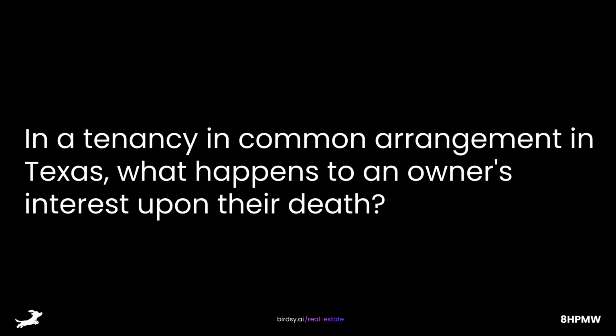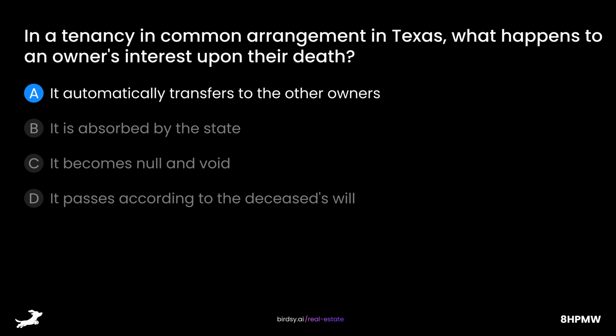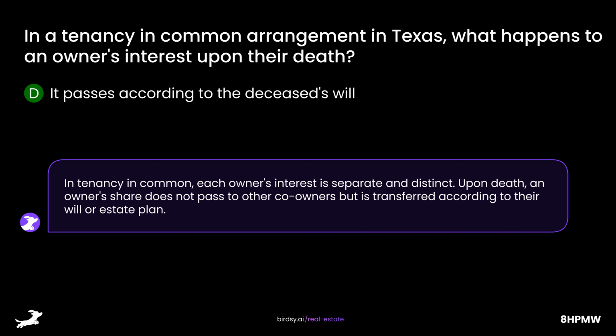In a tenancy in common arrangement in Texas, what happens to an owner's interest upon their death? Is it A, it automatically transfers to the other owners? B, it is absorbed by the state? C, it becomes null and void? Or D, it passes according to the deceased's will? The answer is D, it passes according to the deceased's will. In tenancy in common, each owner's interest is separate and distinct. Upon death, an owner's share does not pass to other co-owners, but is transferred according to their will or estate plan.